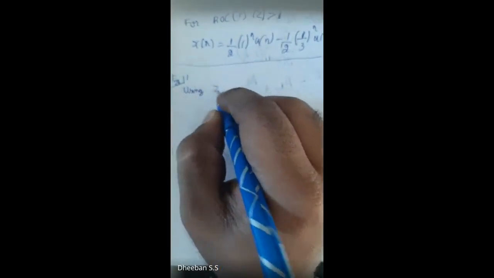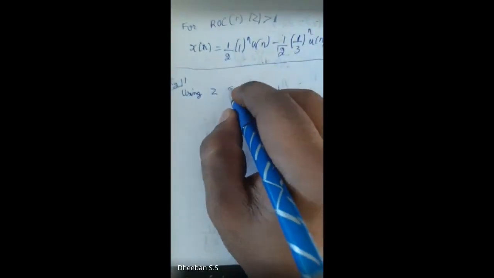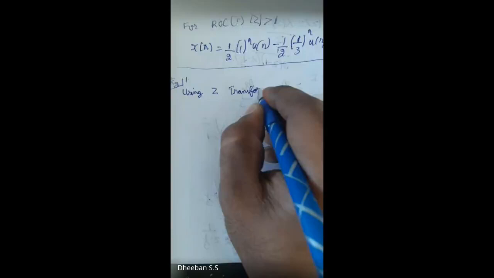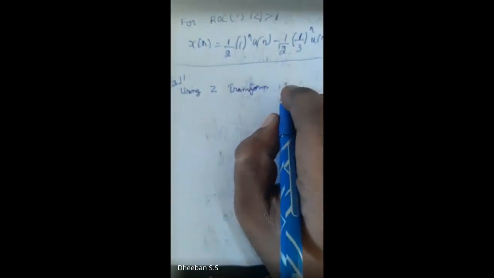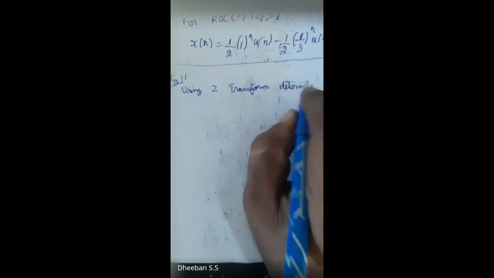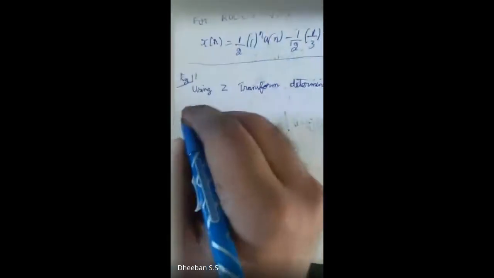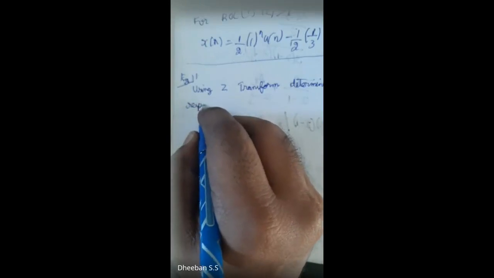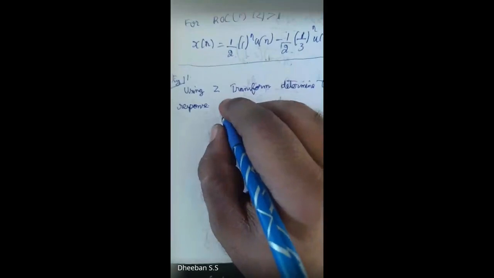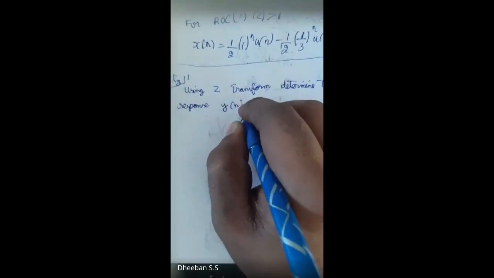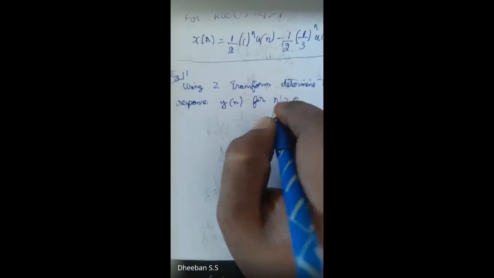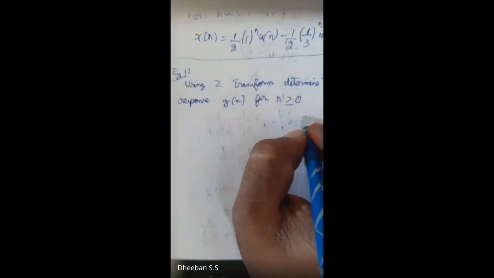Using z transform, determine the response y of n for n greater than or equal to 0. So they have given the n value, that is, n is for all real values.